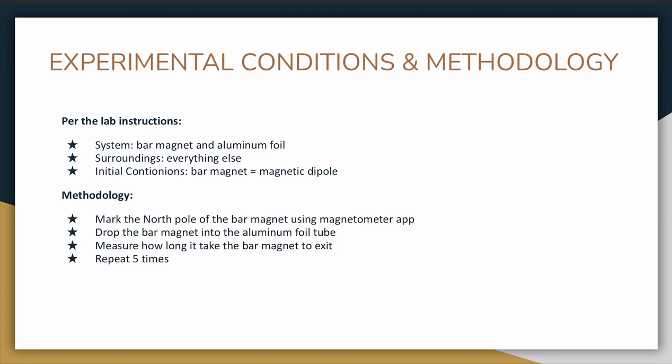For our methodology, we're going to mark the north pole of the bar magnet using our app, and then we are going to drop the bar magnet into the aluminum foil tube. We will then measure how long it takes for the bar magnet to exit, and then we will repeat this 5 times to get an average.